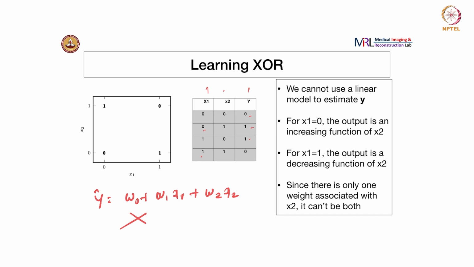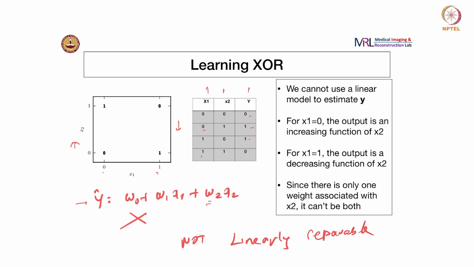The reasons are right there. If you consider x1 equal to 0, then the output y increases as x2 increases. When x1 is equal to 1, the output y decreases as x2 increases. That kind of behavior cannot be captured by tweaking just one parameter, w2. So that becomes a difficult problem to solve. The only way we can do that is the curve I showed you. So this kind of problem is not linearly separable. We cannot use this model and hope to fit this data.